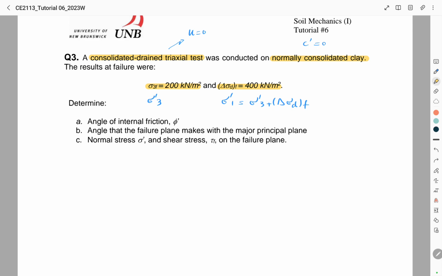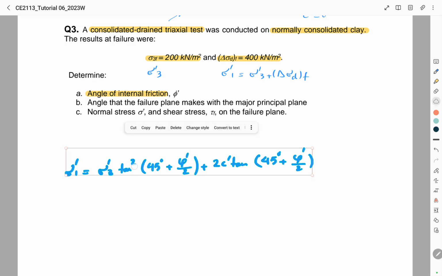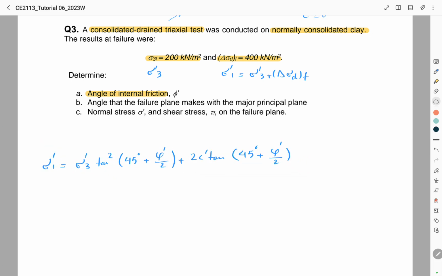And now the question is asking for the angle of friction, the angle that the failure plane makes with the major principal plane, and the normal stress and shear stress on the failure plane. So as I mentioned in the previous questions, this is the equation between the principal effective stresses.